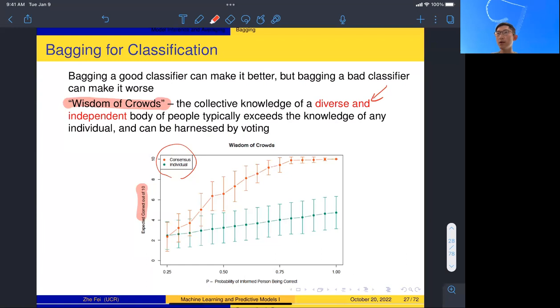Let me finish this example and I'll take a look at the question.